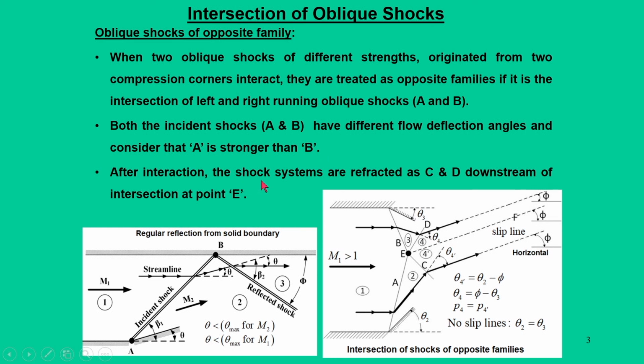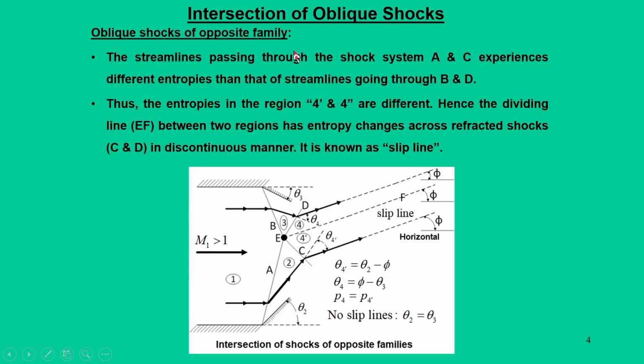Now, after the interaction, the shock systems are reflected as C and D downstream of the intersection at point E. Now, the streamlines passing through the shock systems A and C experience different entropy than that of streamlines passing through B and D. This point I just want to emphasize, since across the oblique shocks entropies will be different, and obviously the strengths of shock A and B are different.